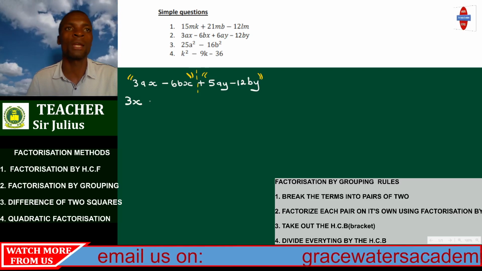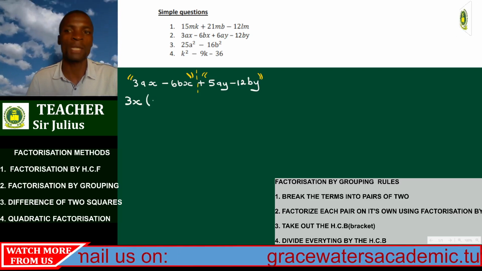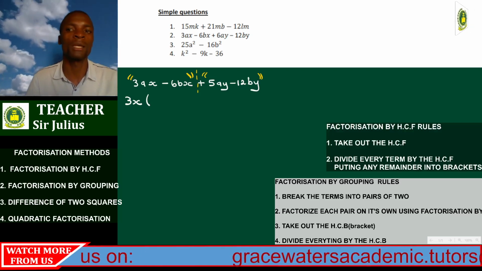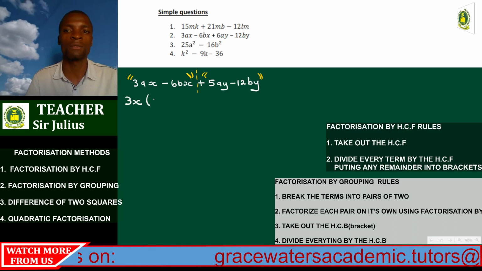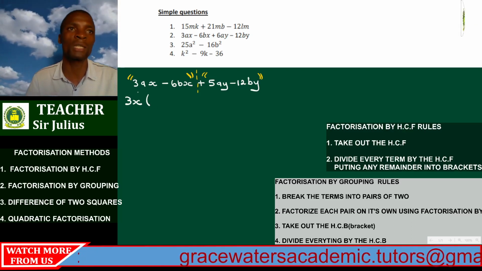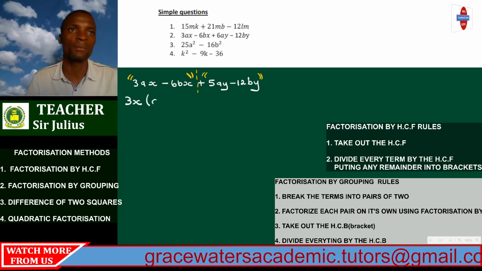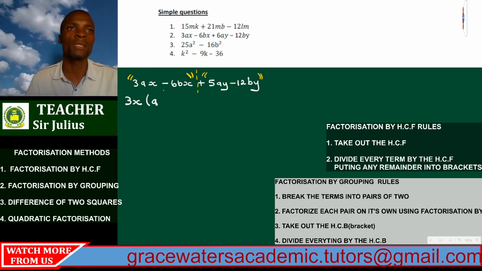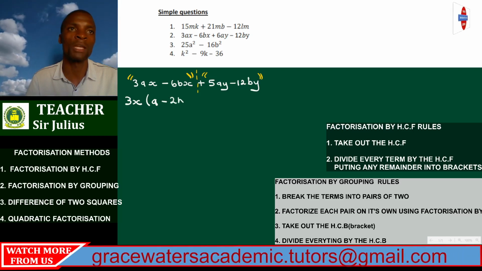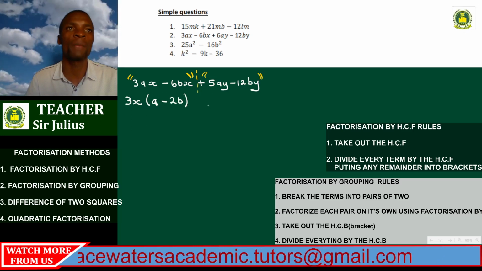Okay, then after that, what are we going to do? To open the bracket, let me introduce the rules for factorization by HCF. It says divide every term by the HCF, putting the remainders in the bracket. So 3x into 3ax, you're left with a, and then 3x into minus 6bx, you're left with minus 2b. Okay, let us deal with the second pair here.